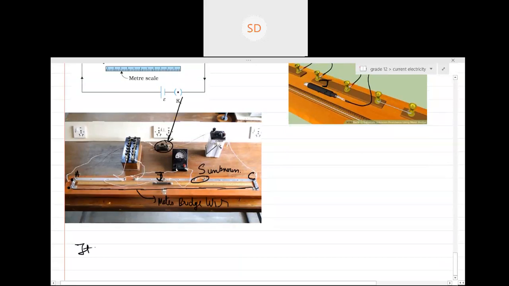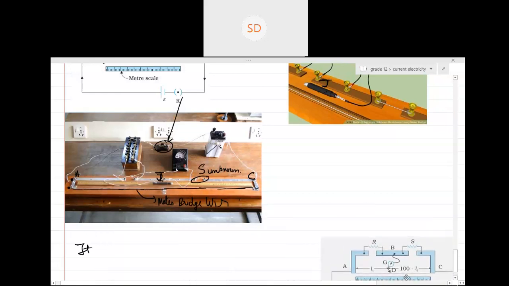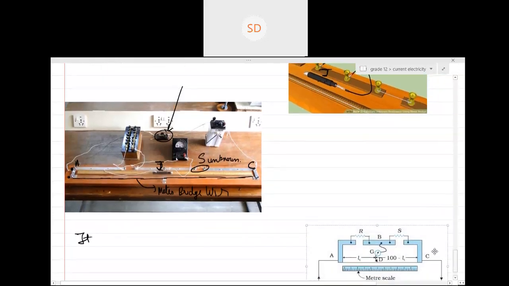So, madam, which diagram will you be making? You'll be making this diagram. Please make this diagram as your meter bridge diagram. Okay.